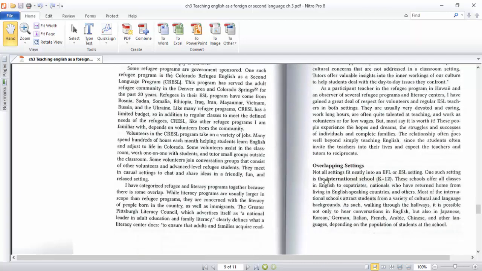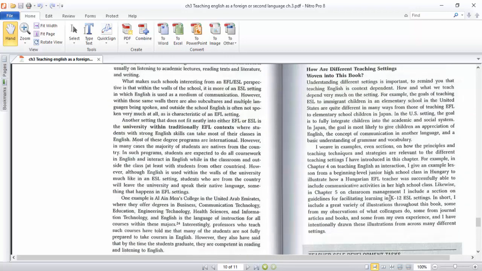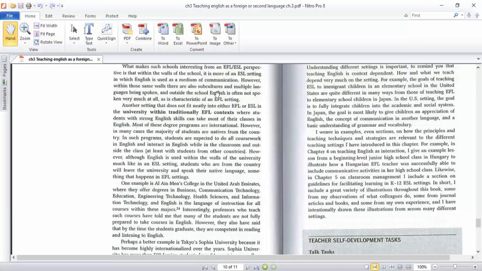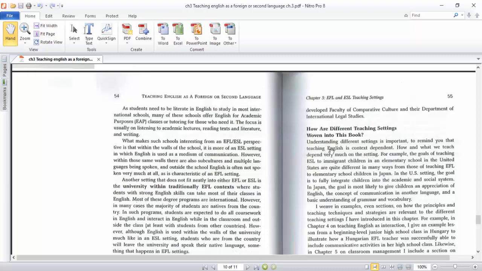Here we have overlapping, so we can make overlapping settings between some settings. There is overlap between EFL and ESL settings, like what we have called here in school, K12, the number of the class. You can read it only to know the main ideas. Here we have the previous one about school, and this one about university within a traditional EFL context. So we have different contexts in school, differing from college. The last page talks about how different teaching settings are woven into this book. This is general information that gives us a conclusion about the whole chapter on page 55.